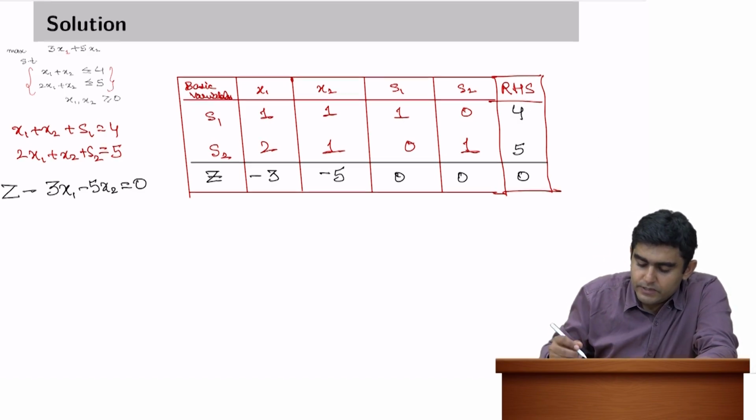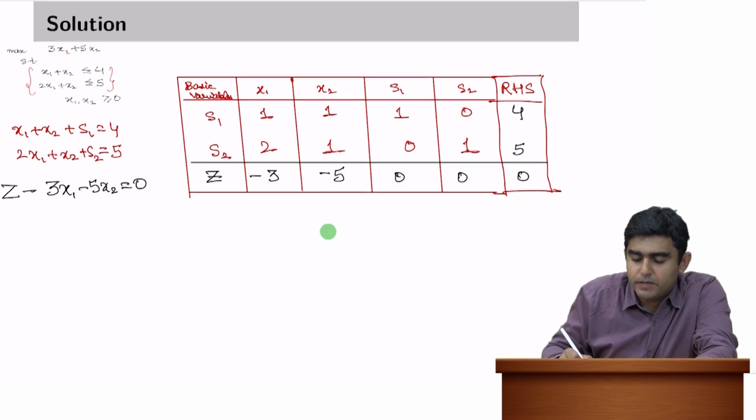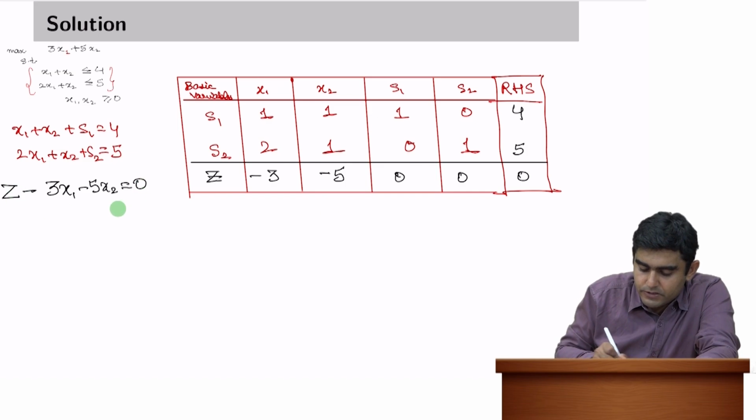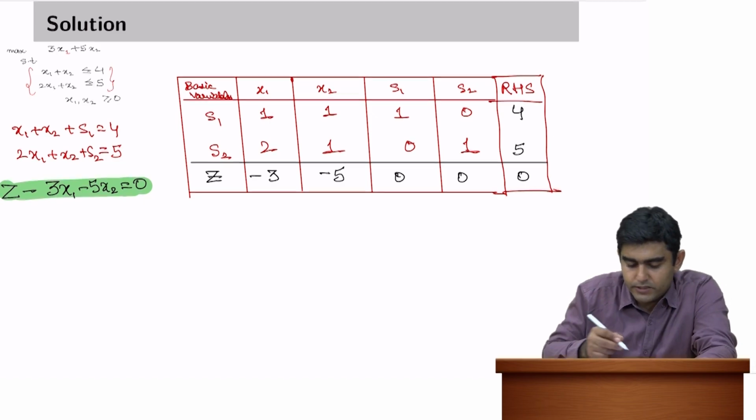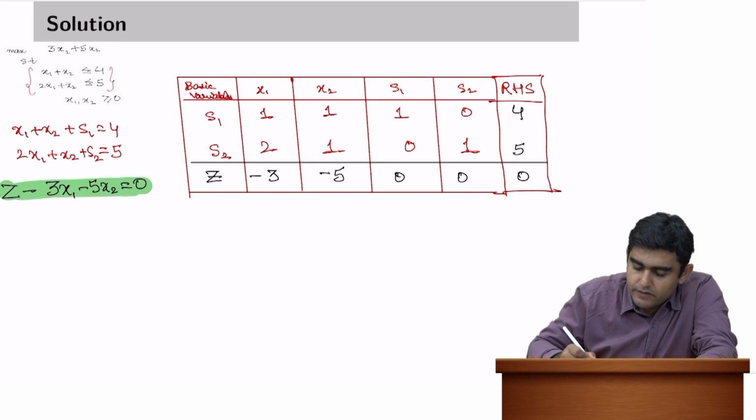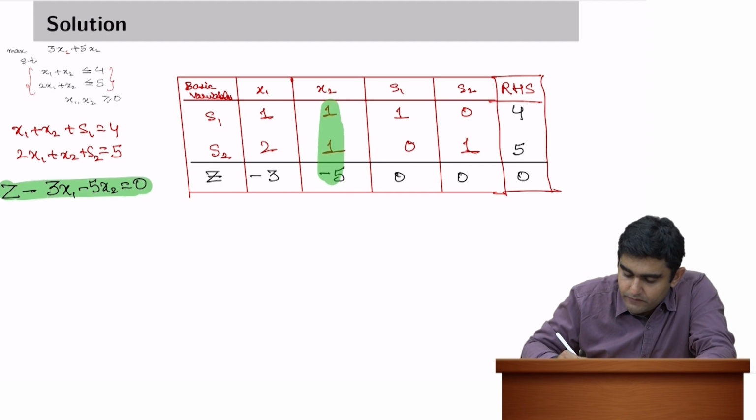Now, we learned that we select the entering variable as the one that has the maximum negative coefficient when our objective function is written in this particular form. We already learned that if I increase the value of x2, my objective function is going to increase 5 times faster, in comparison to a 3 times increase if I increase the value of x1 by 1 unit. So this is going to be the entering variable. I will highlight my entering variable in green.